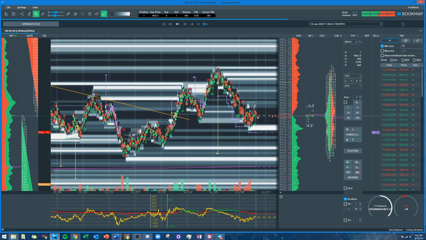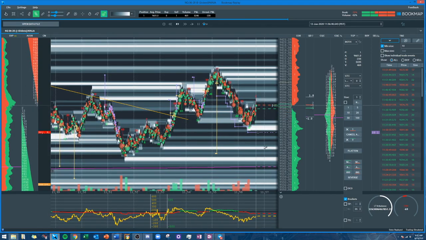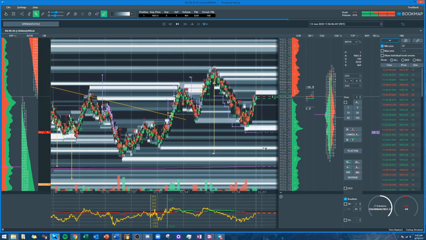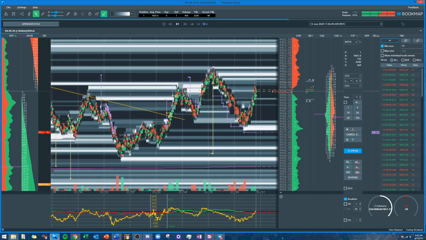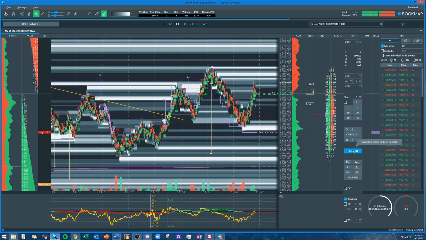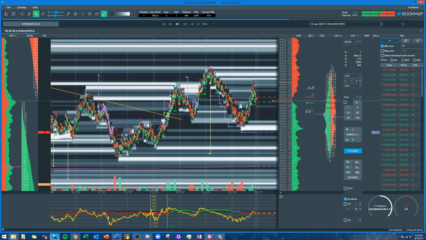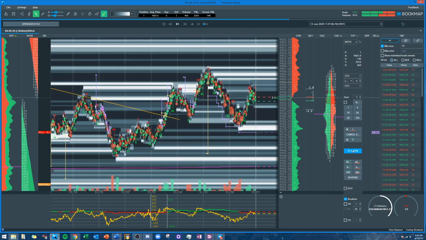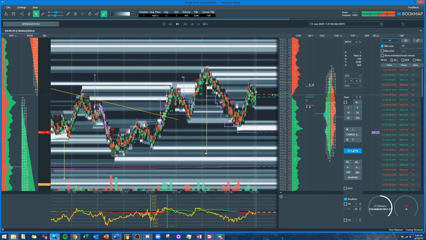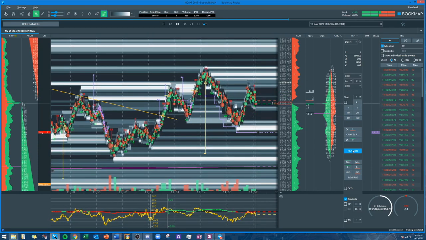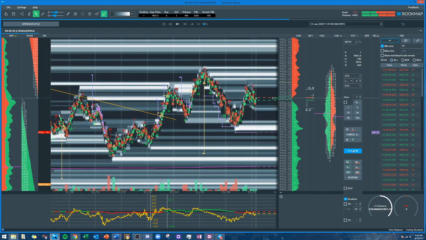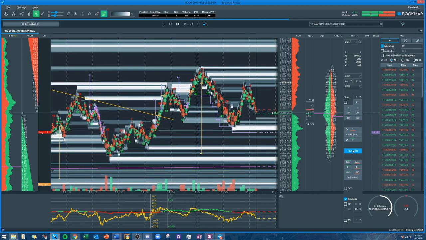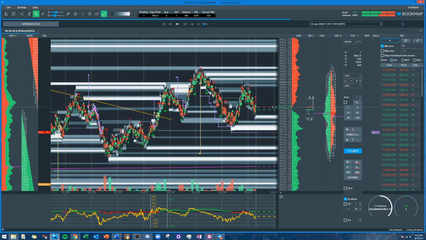Alright, now if we move up, these guys are all going to get trapped in here. Yep, they're getting trapped. Ask imbalance 70%. Bid imbalance 73%. Looks like we're getting some exhaustion here on the long side. Bid imbalance 75%, 76%, 70%.